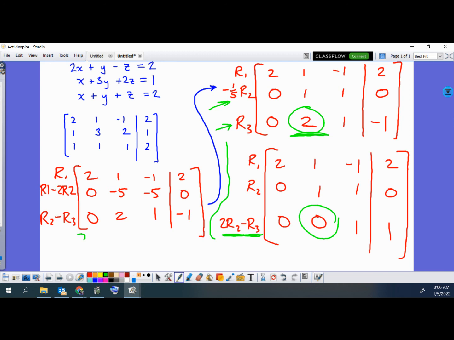What would happen if I used row 1? If I used row 1 with row 3 to get this 0, I could do it, right? I could do 2 row 1 minus row 3, and I would get a 0 here. But what would I get? I would screw up that 0 down there, exactly. So you have to use these two rows together because they both have the lead 0.